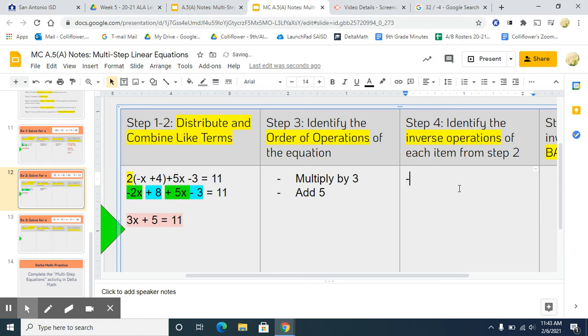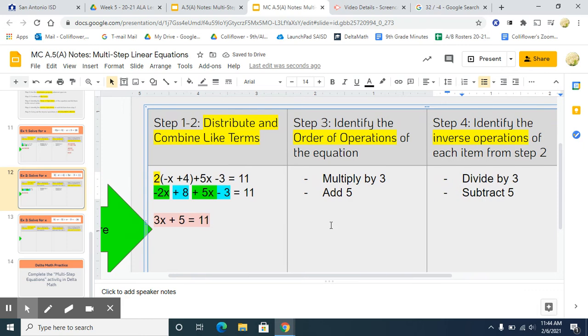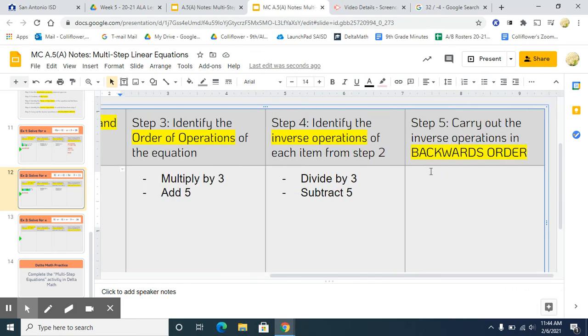Let's identify these inverses. The opposite of multiply by 3 is divide by 3. Opposite of add 5 is subtract 5. So let's copy and paste our simplified equation into step 5, and we're going to carry out these inverse operations backwards. That's starting with a subtraction by 5 on both sides, which leaves me with 3x's is equal to 6. 5 minus 5 gave me 0. 11 minus 5 gave me 6.